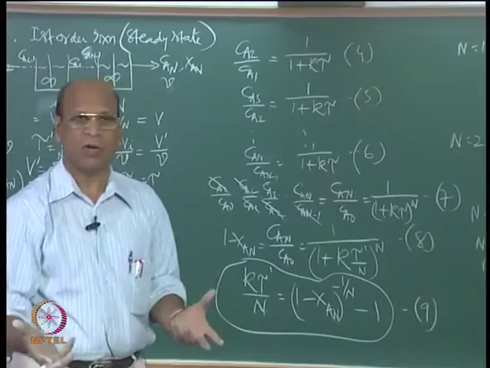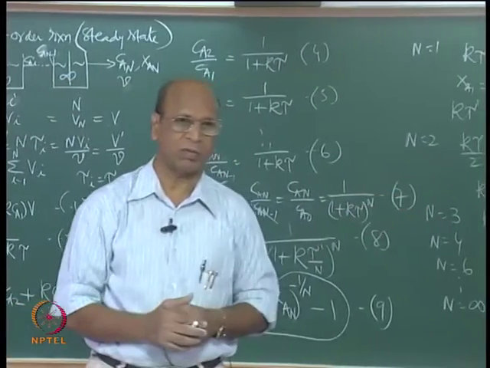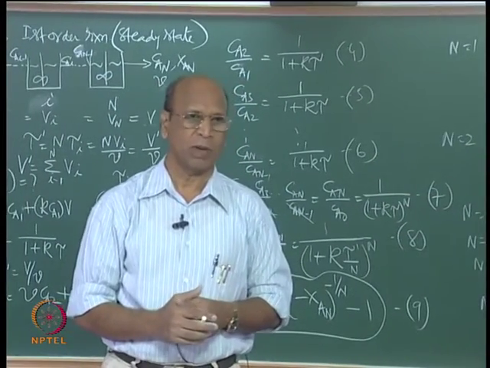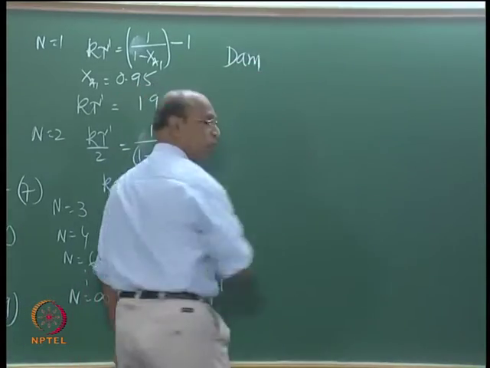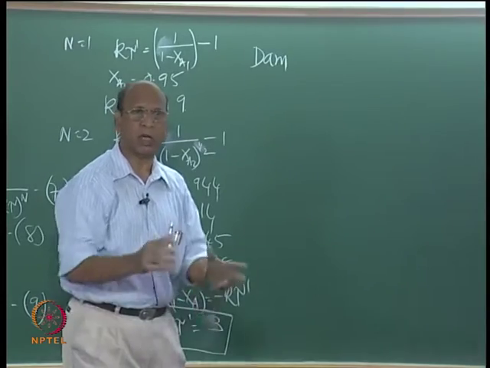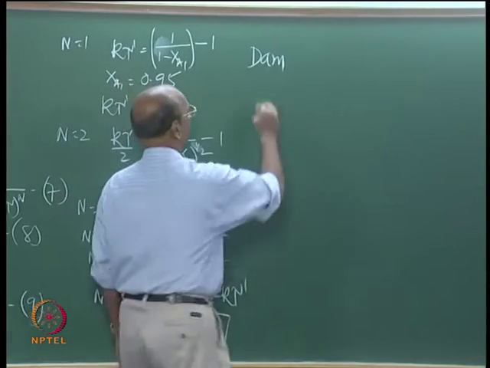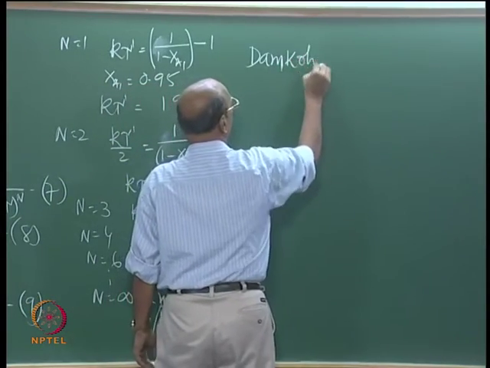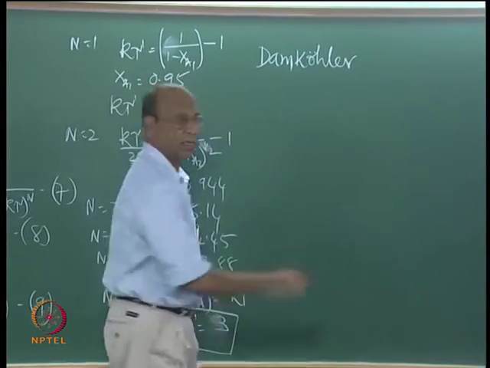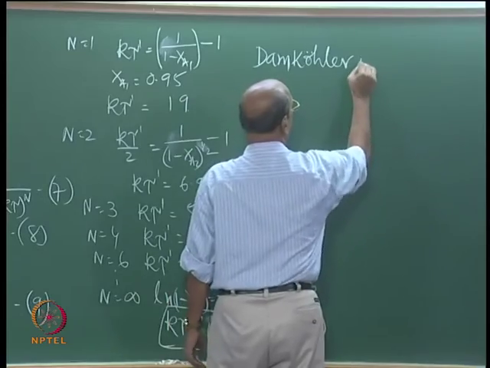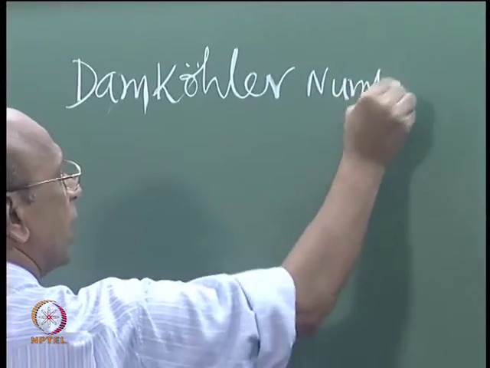K tau is a measure, I say. By the way, what is the name of K tau? Damkohler number. What is the general definition of Damkohler number? What is the spelling of Damkohler number? In fact, there is that umlaut there, Kohler. Okay? Germans. Damkohler number.